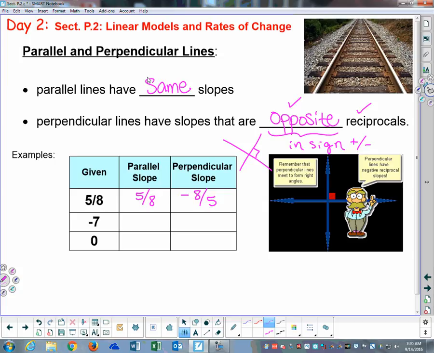Parallel slope to a line that has a -7 slope will be -7. Perpendicular slope will be positive 1/7. If a line has a 0 slope, the parallel line will also have a slope of 0, which means this is a horizontal line. And then a perpendicular is going to have the undefined slope, which describes a vertical line. And vertical and horizontal lines meet at right angles.